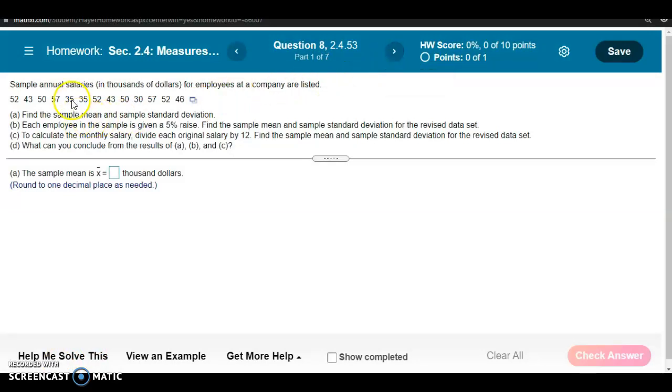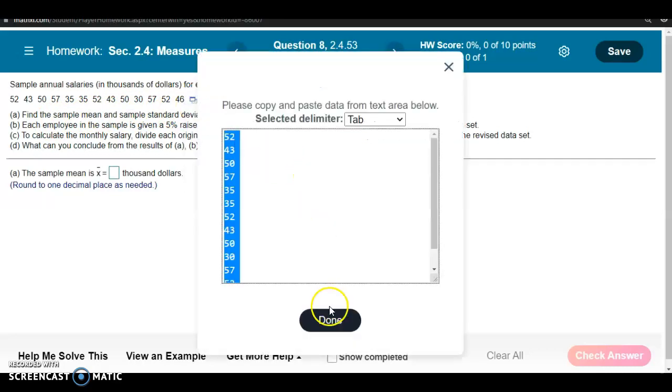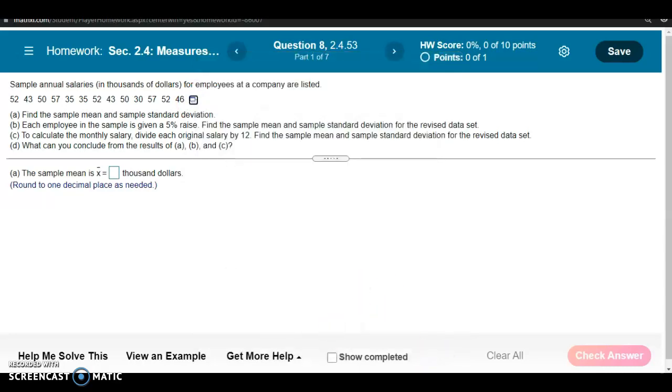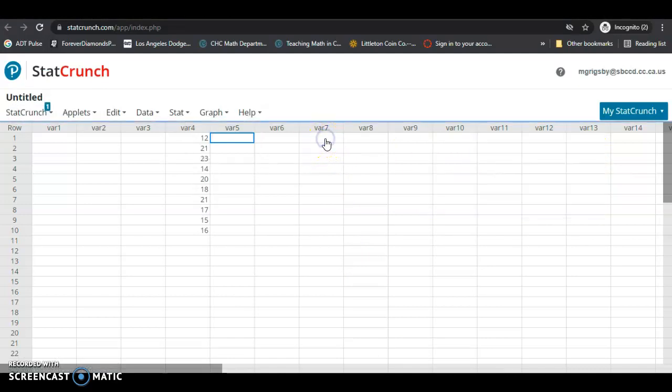Question 8 says, sample annual salaries in thousands of dollars for employees at a company are listed. So this is the data, and we're going to do parts A, B, C, and D. In part A, it asks us to find the sample mean and sample standard deviation. So what we're going to do is copy the data set into StatCrunch and paste the data in an empty column in our spreadsheet.